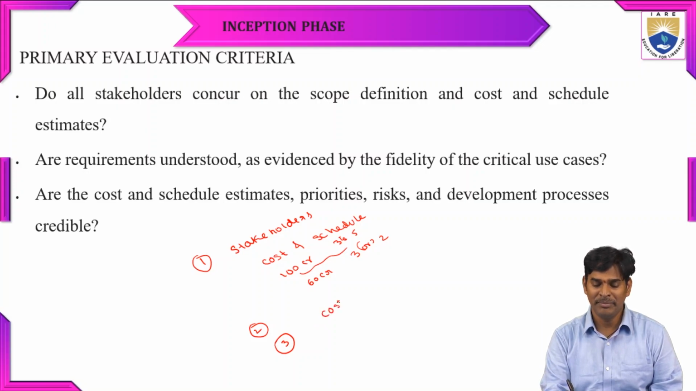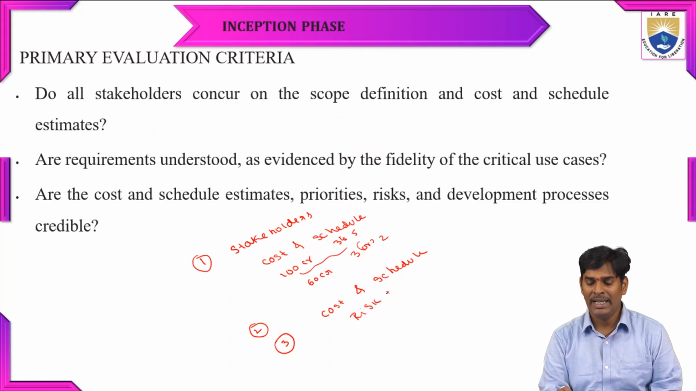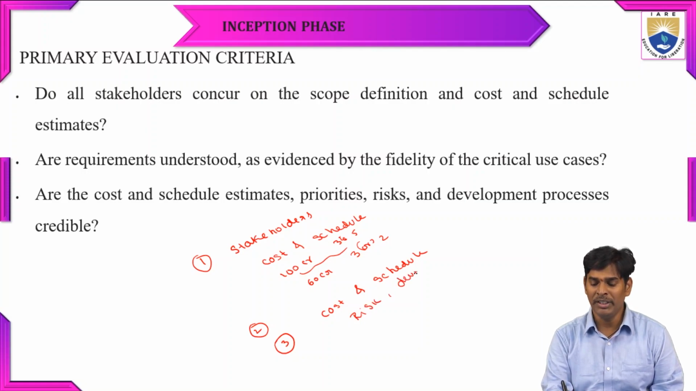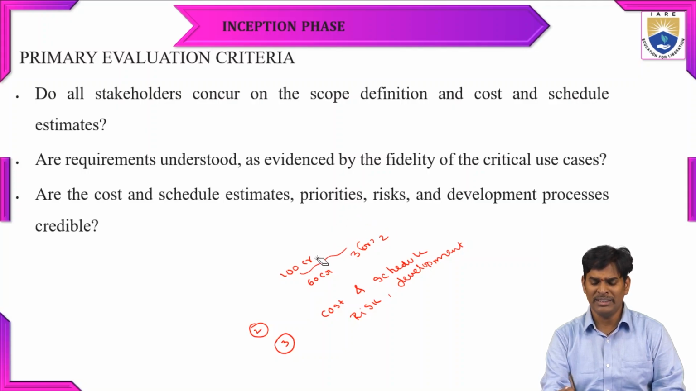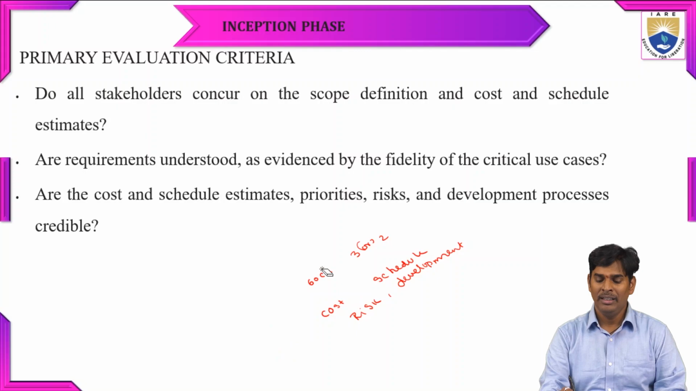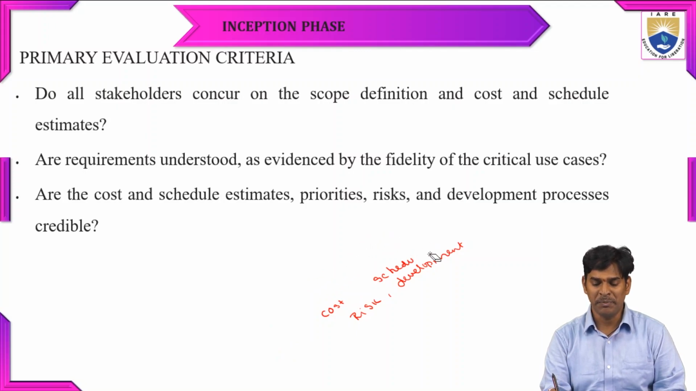So here mainly they need to check the cost, the schedule, the risk which will happen, and the development of the various processes. They need to check each and every evaluation criterion during the inception phase only. Okay, so these stakeholders, they're having the debate between the stakeholders and the management.